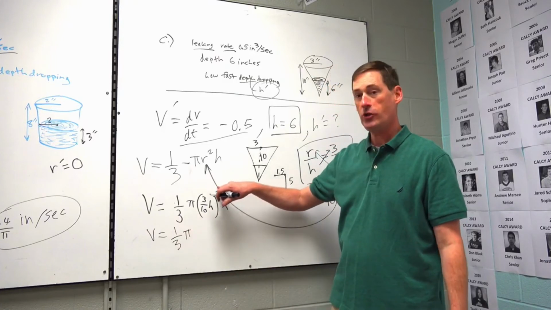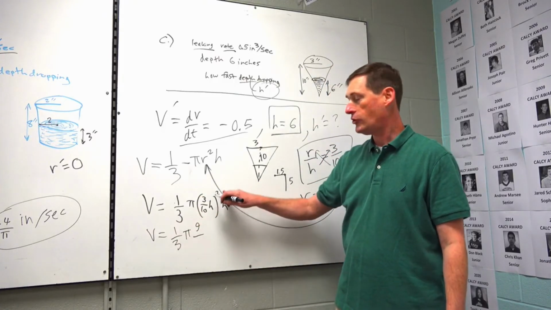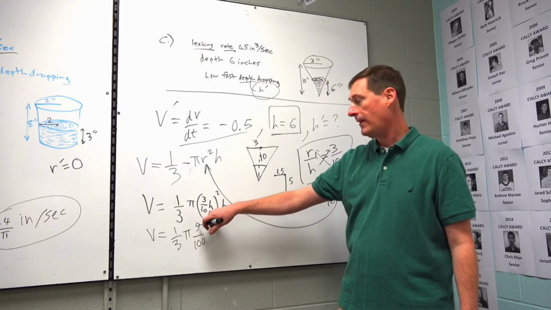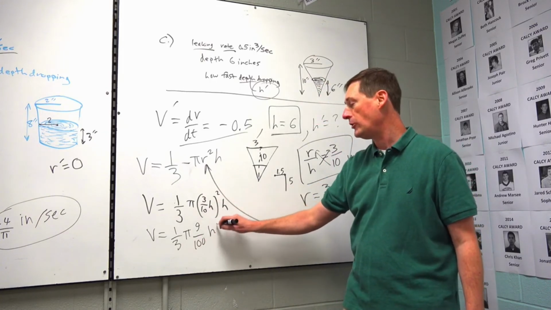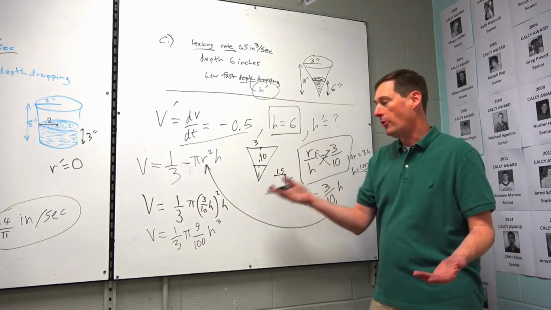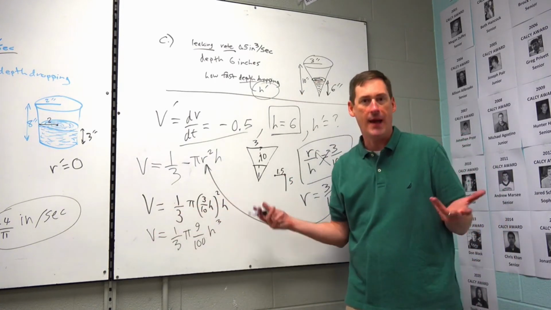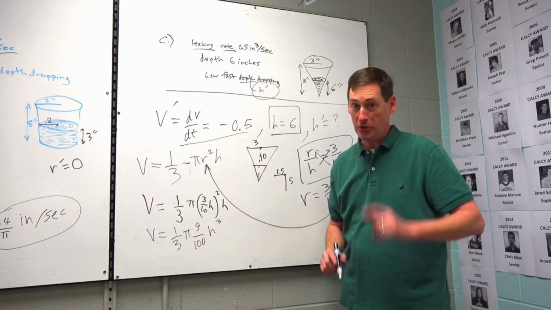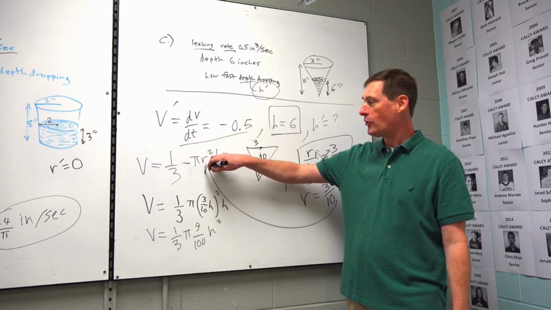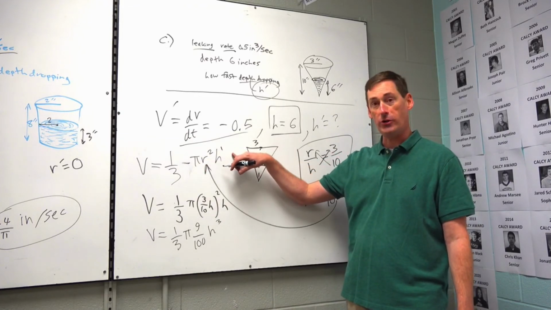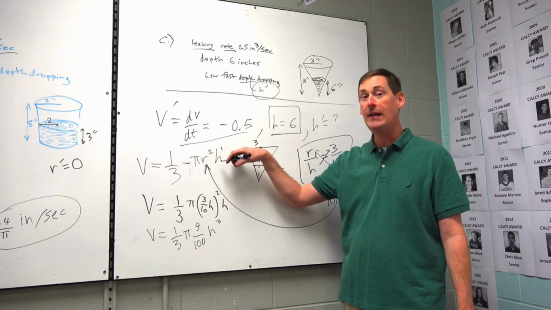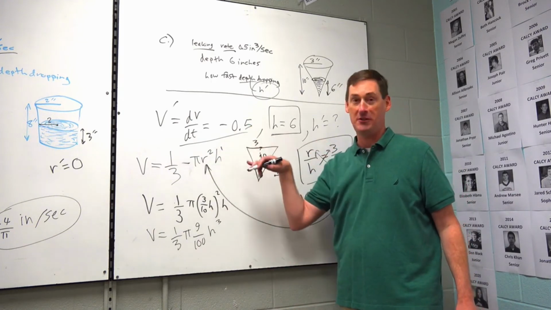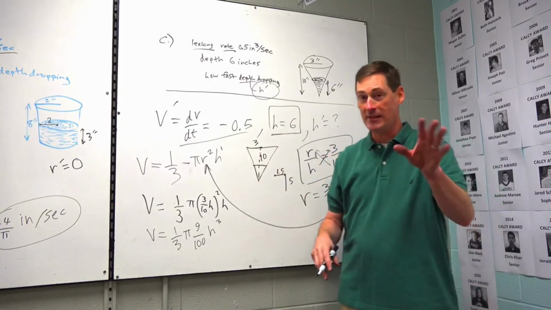1/3 pi, square 3, 9. Square 10, 100. Square h squared, times an extra h, h cubed. Okay? Volume should always be three-dimensional, so you have to have a power of 3 on your variables in there anyway. By the way, not many teachers show you this. R squared, h to the first. 2 plus 1 is 3, because you add powers. That is 3 dimensions. That does count, okay? If anybody's never shown you that before.